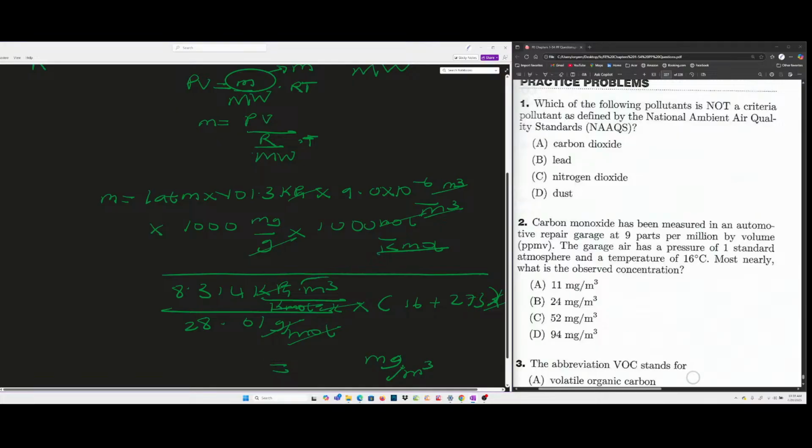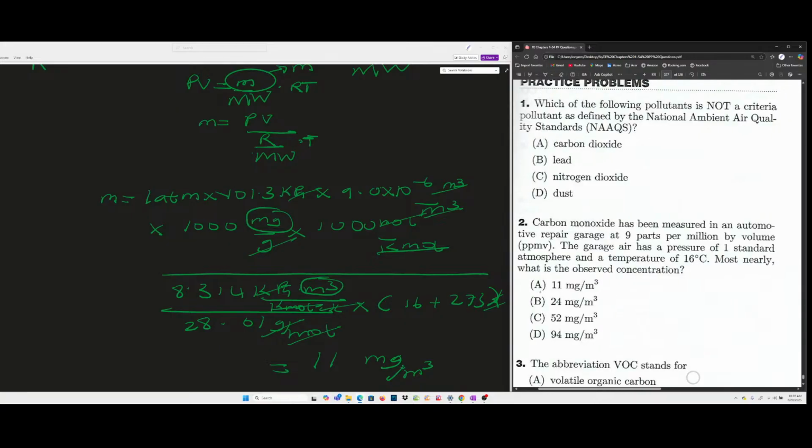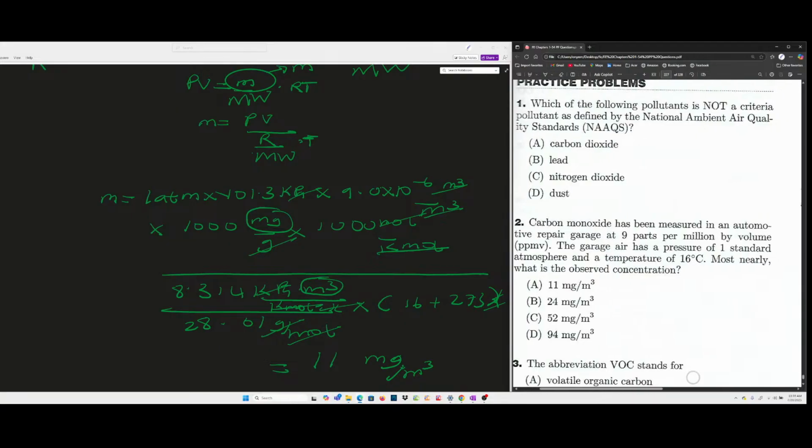So what we're left with is meter cube and milligrams, because our concentration is the mass over the volume. Once we do all the multiplication, we're going to have approximately 11 milligrams per meter cube, which is A right here. Okay, that's how we solve this.